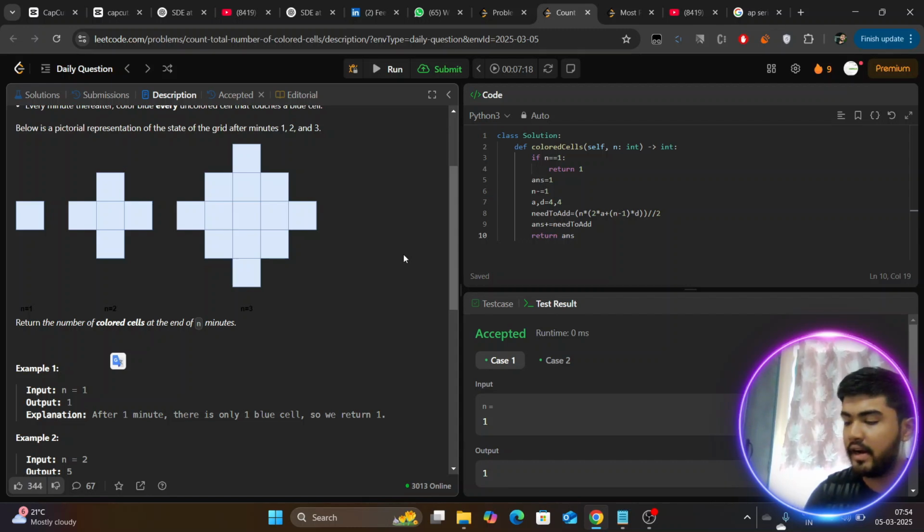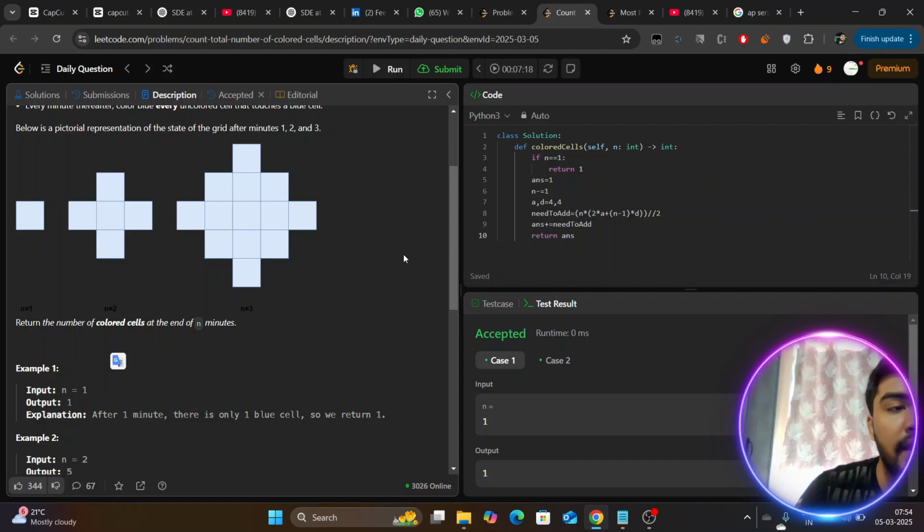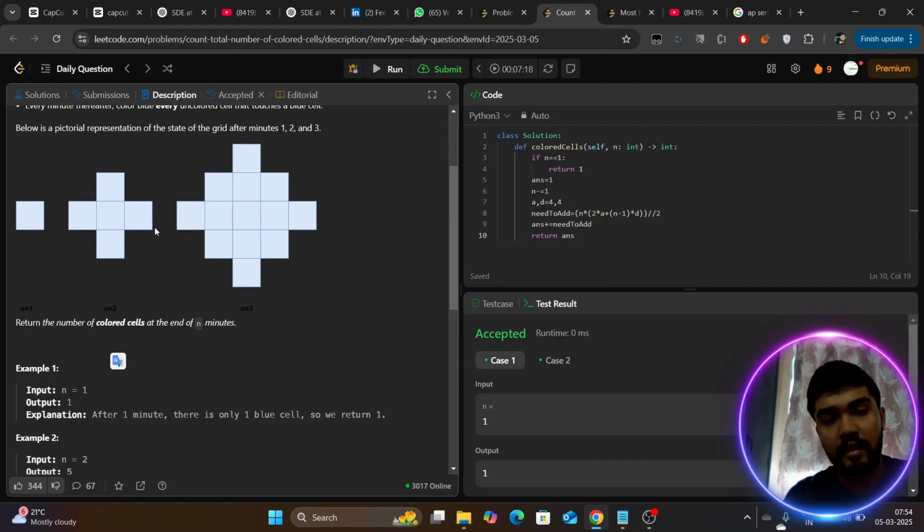Let me put it like this, if you are able to see the grid that I have drawn here. On the very initial, you can see that at first we don't have any options. We color only the first cell, and so for n equals 1, the answer should always be 1. For n equals 2, what are the adjacent cells? 1 2 3 4. And for n equals 3, what are the extra cells we have colored? 1 2 3 4 5 6 7 8.